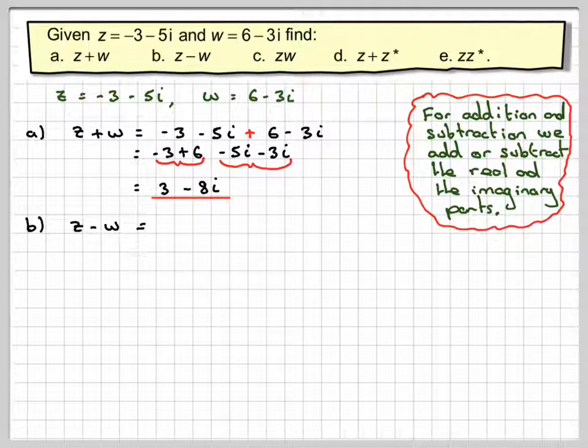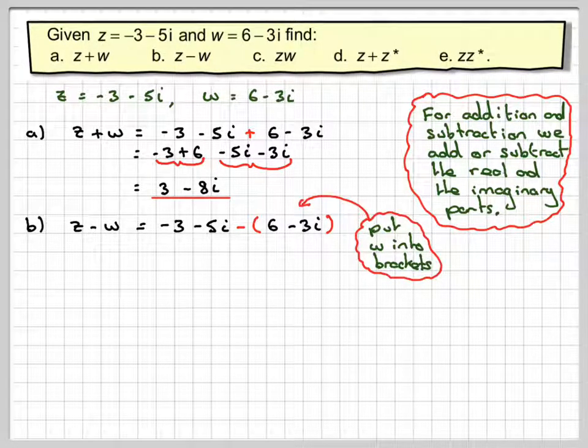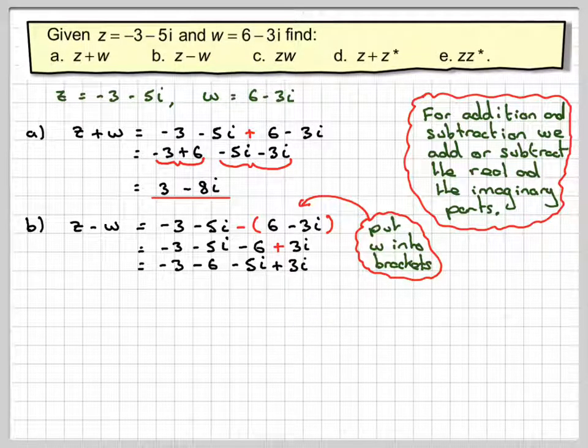The subtraction, z minus w, you have to be a little bit more careful here because it's minus 3 minus 5i minus, now you need to put the second one into brackets, 6 minus 3i, but put the brackets in, because when you remove the bracket you're going to get minus 6, but then a minus times a minus will make plus 3i, and then you add the real bits together, minus 3 minus 6, which makes minus 9, and then minus 5i plus 3i is going to make minus 2i.